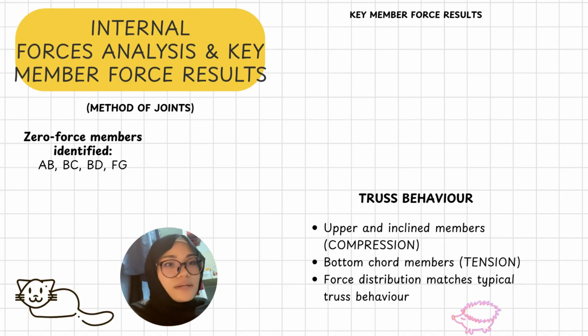At joint D, member CD experiences a compressive force of 2.13 kilonewtons, while member DE carries a tensile force of 0.73 kilonewtons. At joint G, the applied load results in member EG carrying a compressive force of 6 kilonewtons, while member GH is in tension with a force of 5.2 kilonewtons. Overall, the results show that the upper and inclined members mainly carry compression, while the bottom chord members carry tension, which is consistent with typical truss behavior.